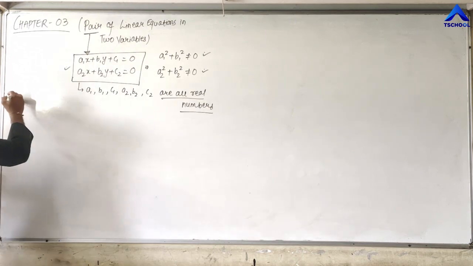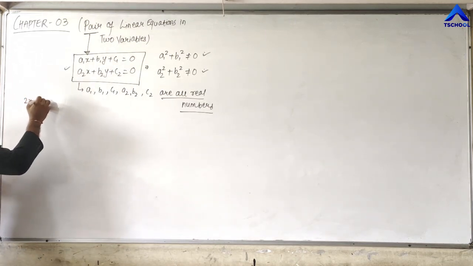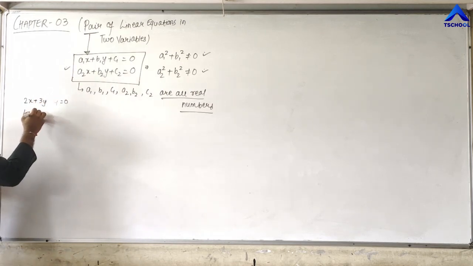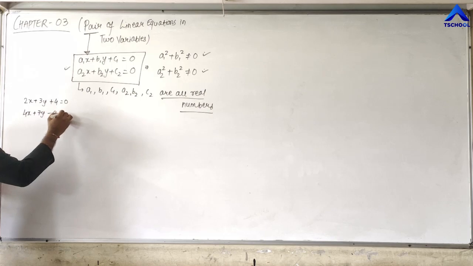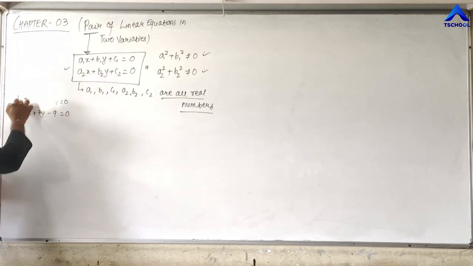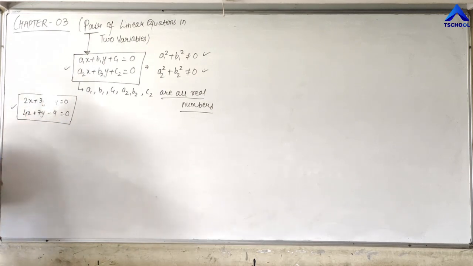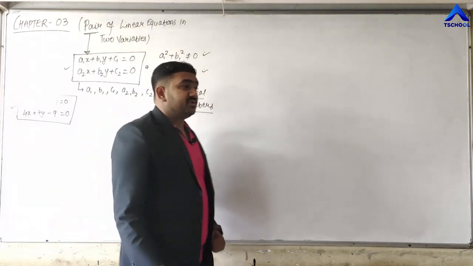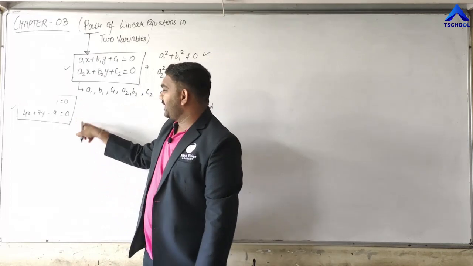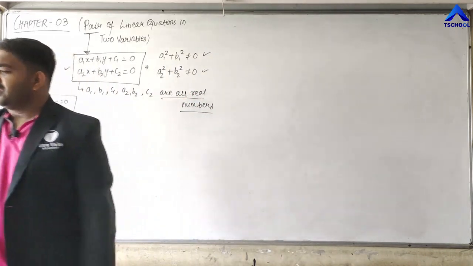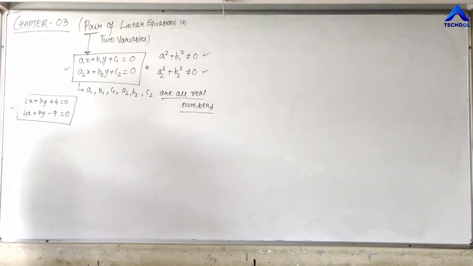For example, if I write some random equations like 2x plus 3y plus 4 equal to 0 and 4x plus 7y minus 9 equal to 0, right? This is an example of a pair of linear equations in two variables. See, this is already written in a pair here. In this way you can define any pair of linear equations in two variables, right?